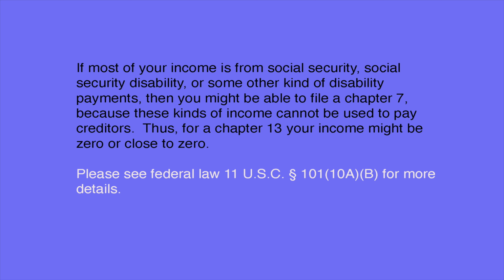If most of your income is from Social Security disability, or some other kind of disability payments, then you might be able to file a Chapter 7 because these kinds of income cannot be used to pay creditors. Thus, for a Chapter 13, your income might be zero or close to zero. Please see 11 U.S.C. Section 101, 10A, B for more details.